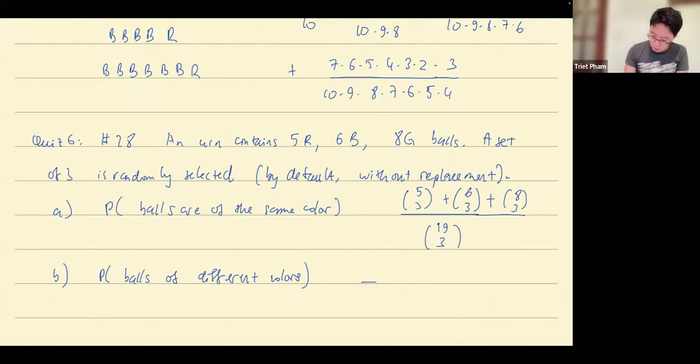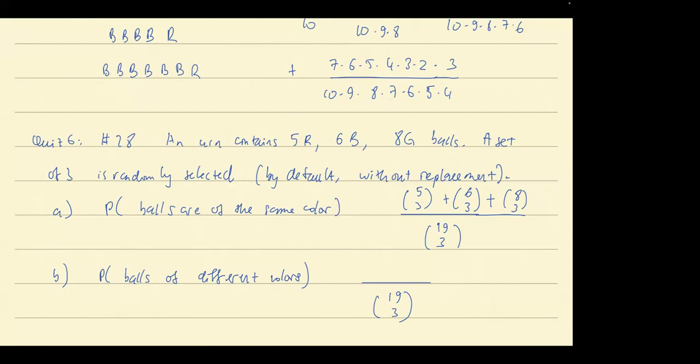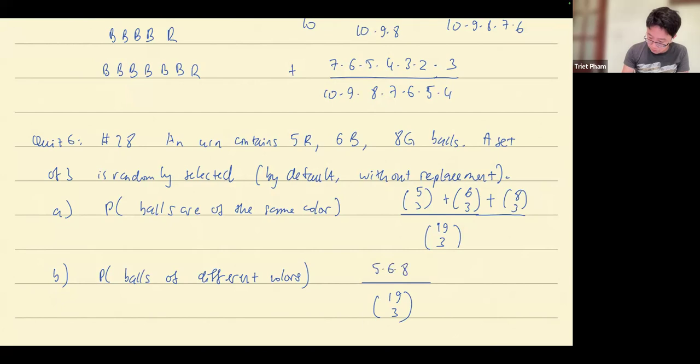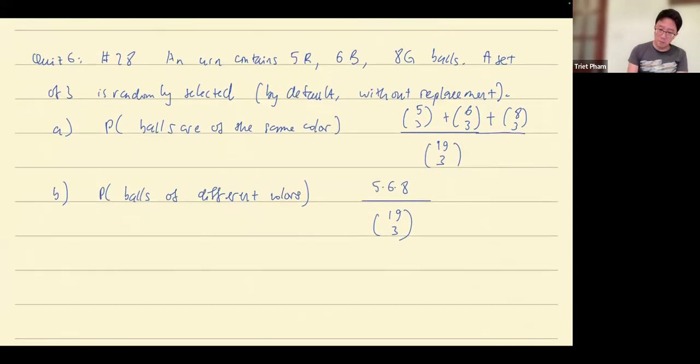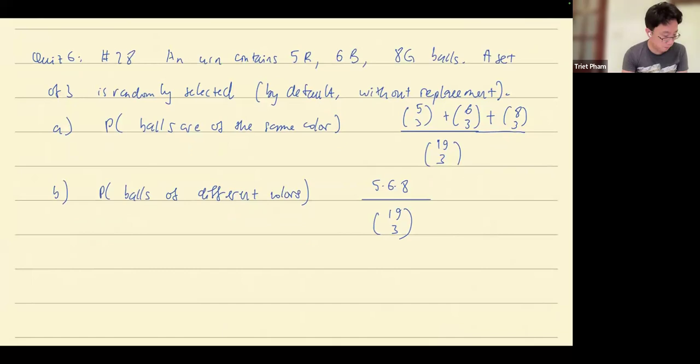Okay, so the answer is? 5 times 6 times 8. That's correct. Is that clear? Because we choose one ball from each group, right? C, repeat A and B, but now with replacement.